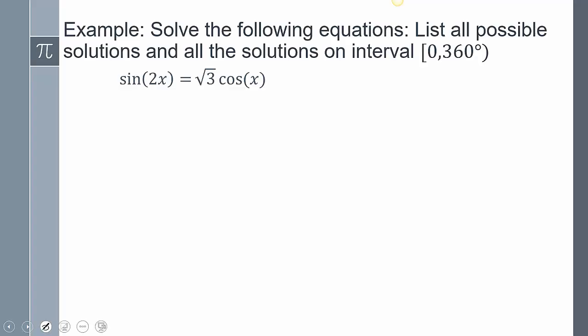Let's look at one more. I have sine of 2x equals radical 3 cosine x. So again, sine of 2x, I can't combine that with either cosine. I can't combine that with x because I have 2x and x. So what is my identity? That's 2 sine x cosine x. So let's replace it and let's see what happens.